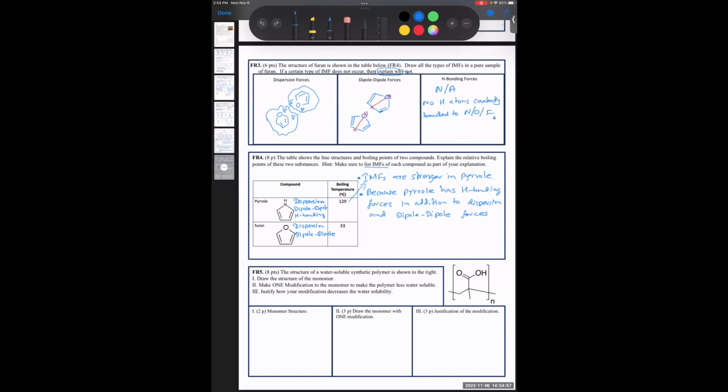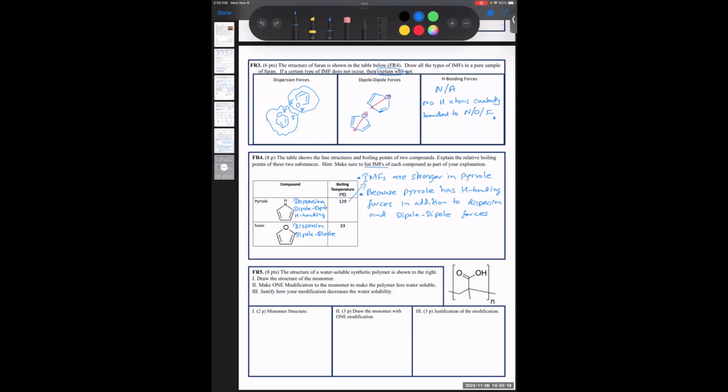Then there are 3 more points: 1 point for saying intermolecular forces are strong in pyrrole, and then 2 points for saying that it's because of the hydrogen bonding force contribution on top of dispersion and dipole-dipole. Okay, I think that should take care of that.